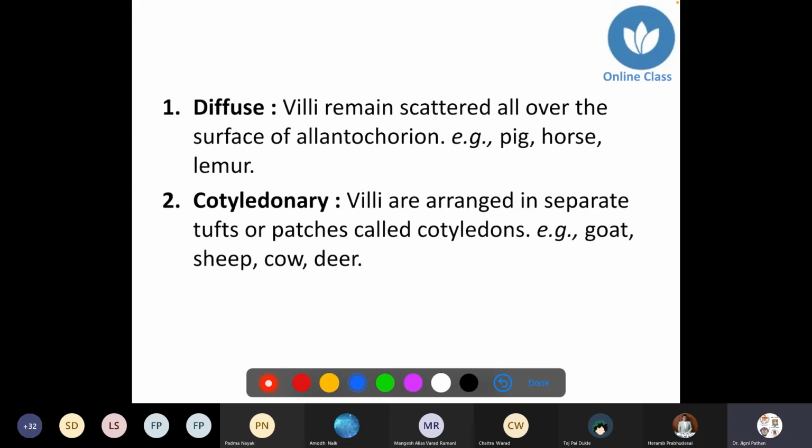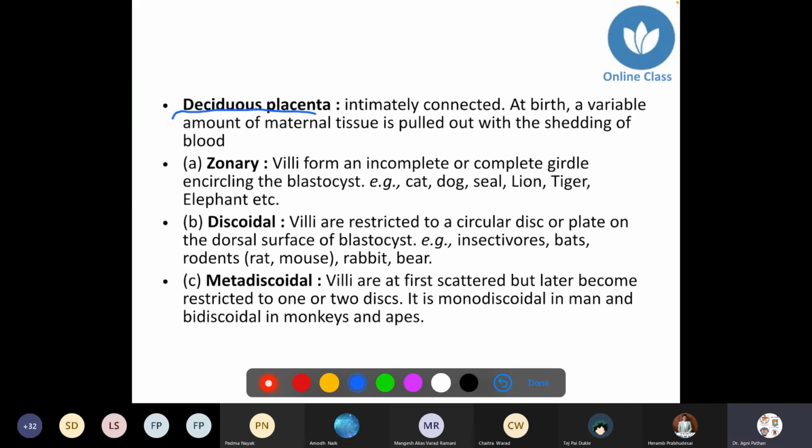Next. Deciduous is where there is intimate connection. At birth, a variable amount of maternal tissue is pulled out with the shedding of blood. Here you can see zonary, discoidal, and metadiscoidal. All these come under deciduous types of placenta.